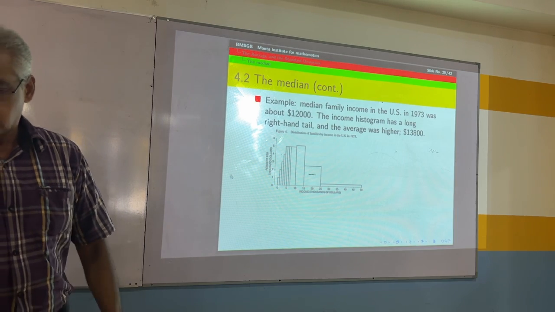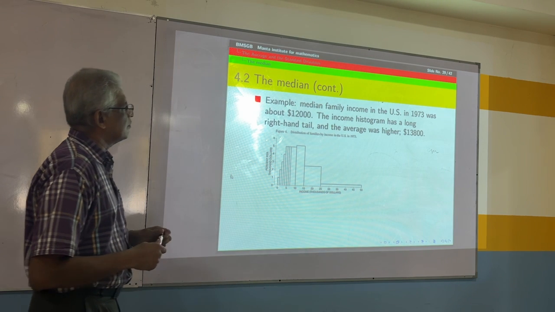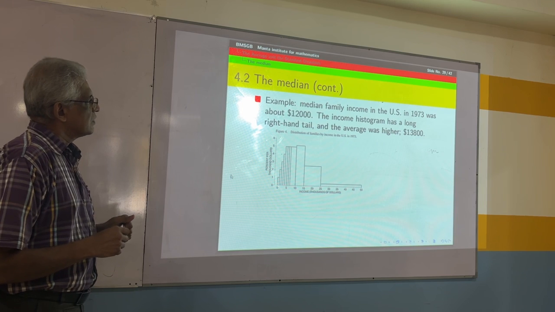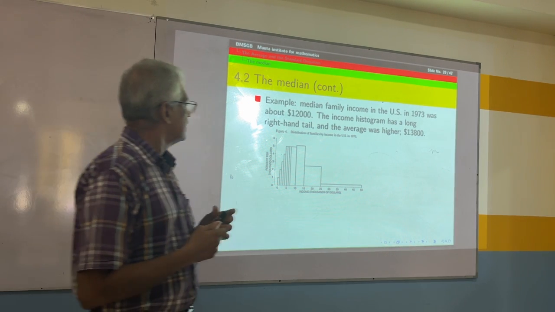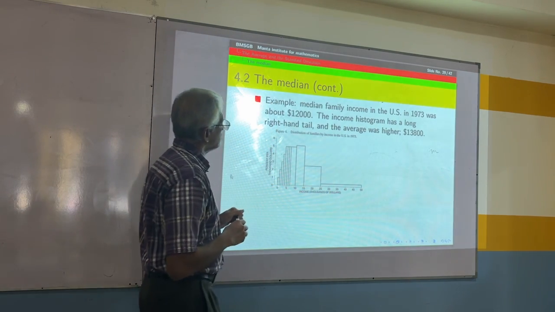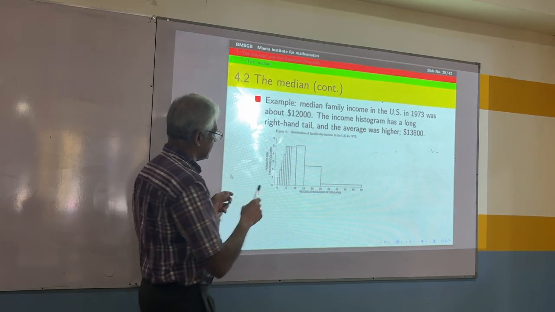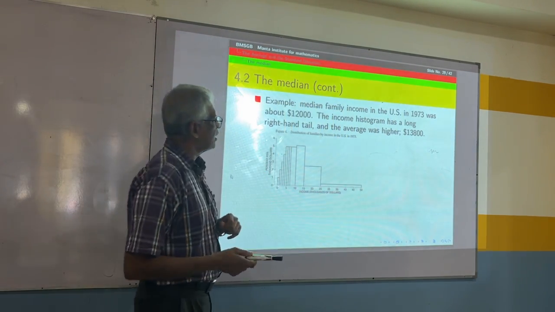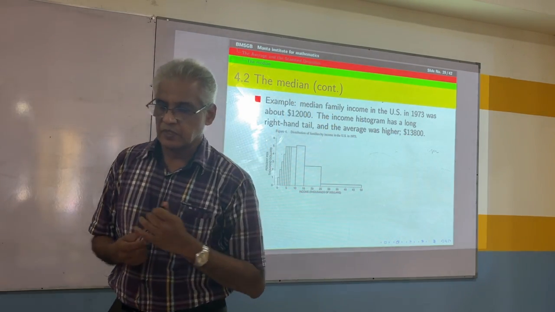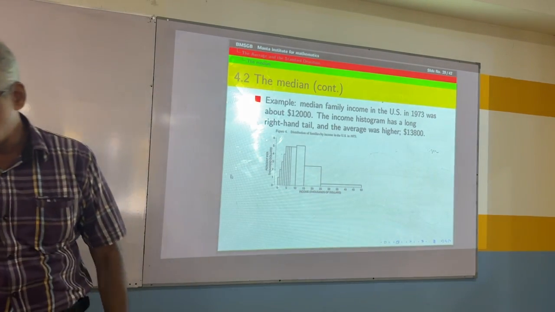Here's an example: the family income of US people. The histogram is given here. They have calculated the median to be $12,000 and the mean to be $13,800. So you can see that it is positively skewed, and the mean is larger than the median, as it should be, because it's positively skewed.